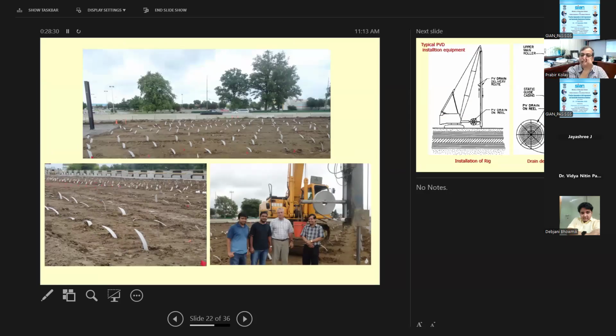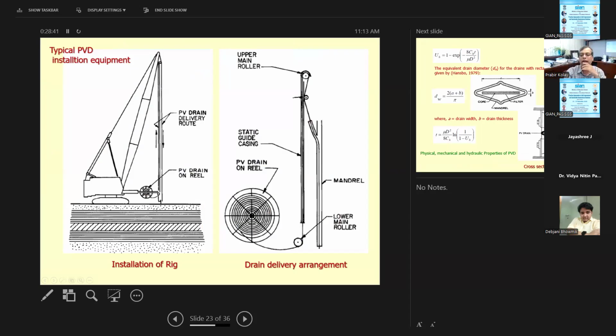So this is how it looks like on the side. And then later on, you have seen that the vertical one can be connected to the horizontal one, and you put a sand blanket and then put some load over there. Okay? This is how it looks like overall. So this is the rig installation equipment, and from this the PVD drain can go up and then come down and be put into the spot.